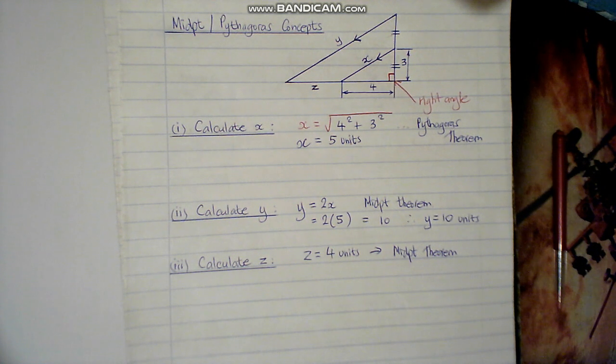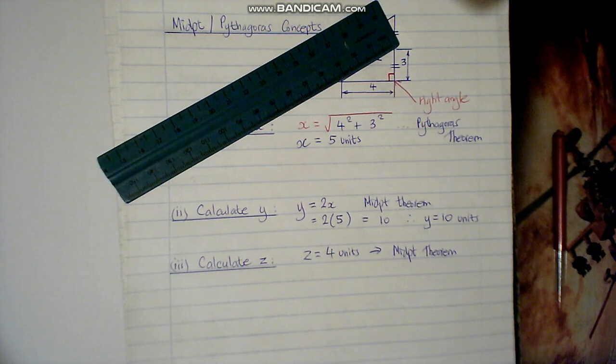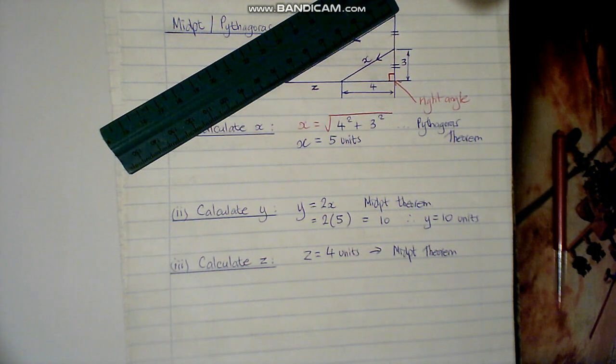Let's get out a ruler and let's measure those lines to prove it for ourselves. Measuring the line, we get about 33 millimeters. Let's go and measure the line that is y. With the other line, we're getting about 66.5 millimeters. So quite accurate.